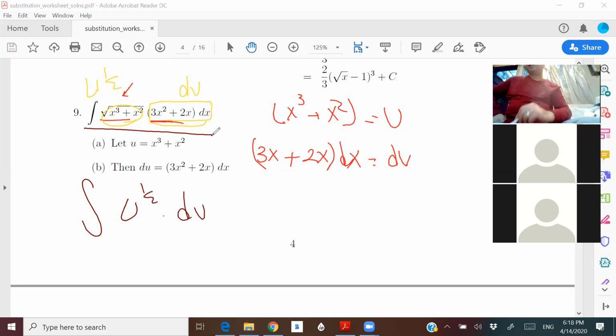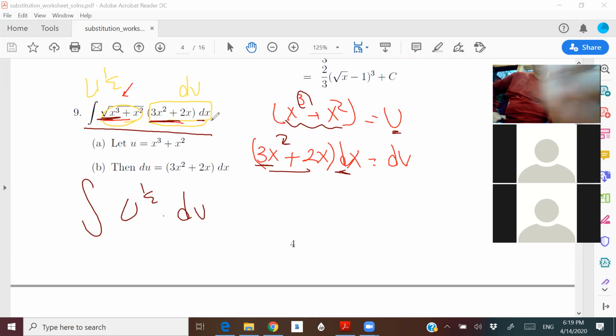Instead of all this complicated problem. Right or wrong? Right? I made it simple, right? Again, every x cubed plus x squared, replace it by u. And every 3x squared plus 2x dx package, I'm going to replace it by du. All this complicated situation, I can replace it by this simple situation.